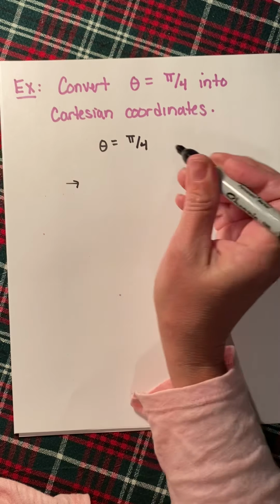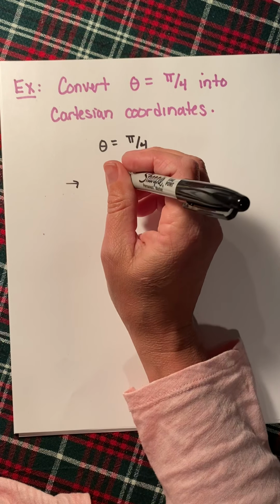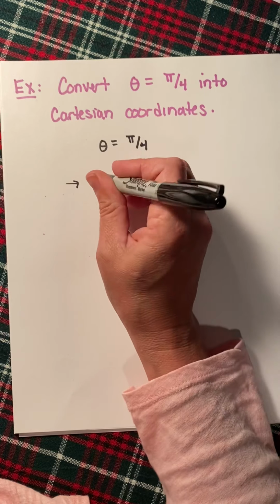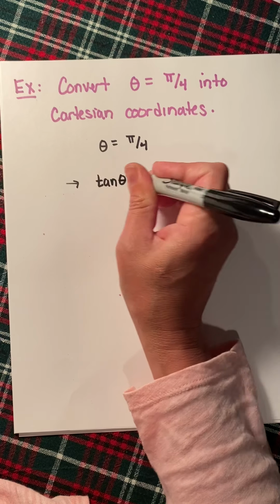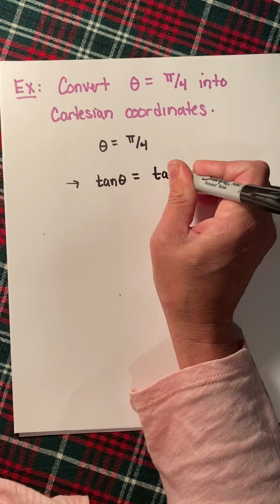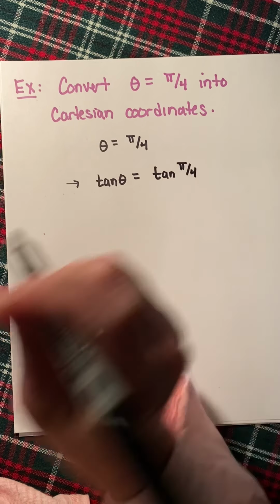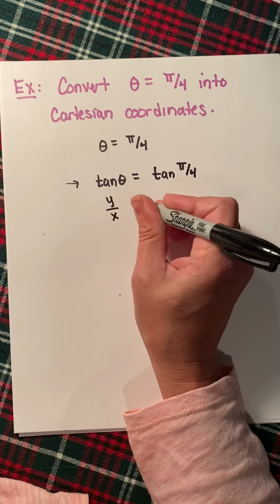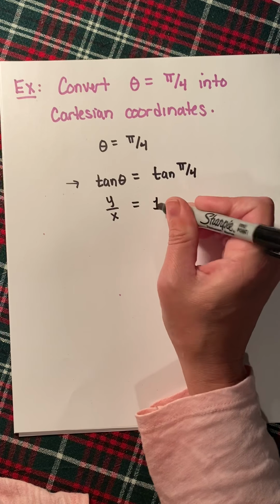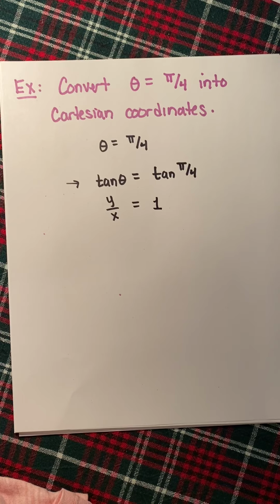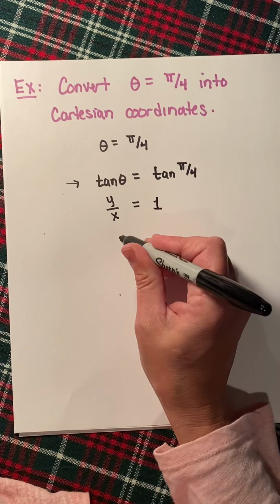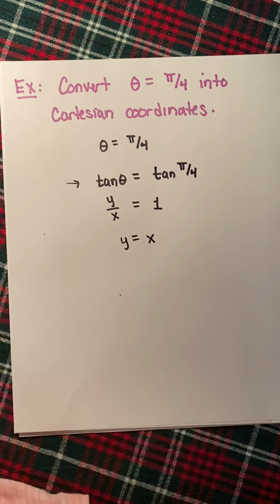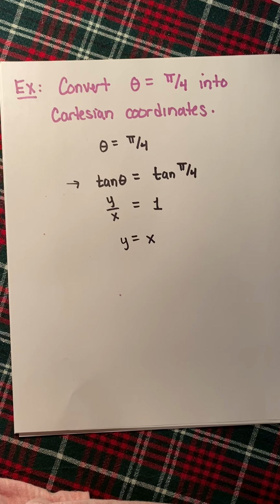One thing we can do is take the tangent of both sides, one option. So if theta equals pi over 4, the tangent of theta equals the tangent of pi over 4, but the tangent of theta is y over x, and the tangent of pi over 4 is 1. So now multiply both sides by x, and we get y equals x. This is just the diagonal line through the origin. Theta equals pi over 4. Diagonal line, y equals x.